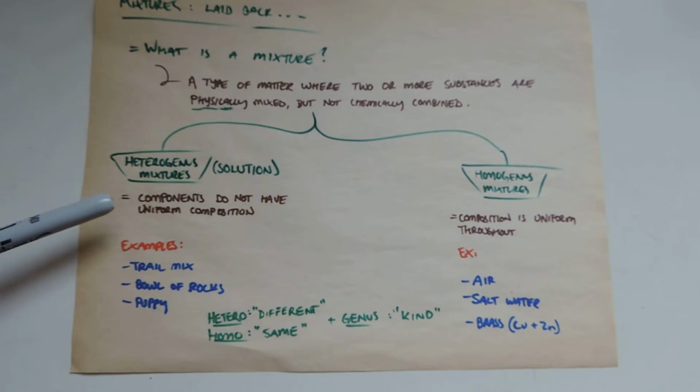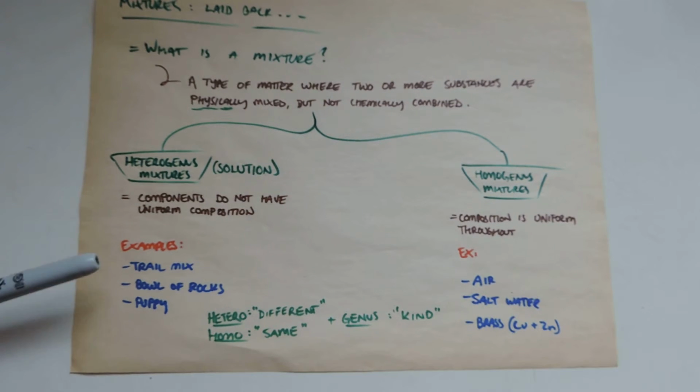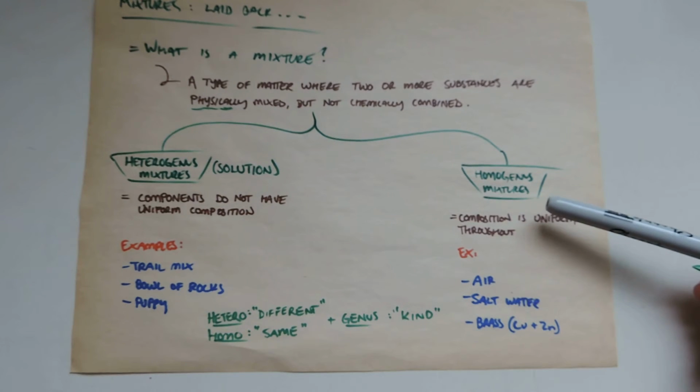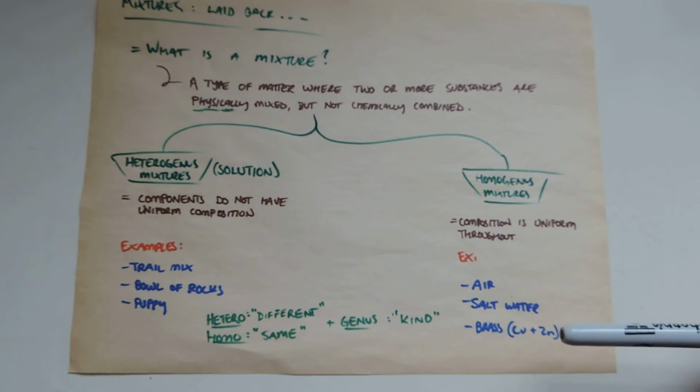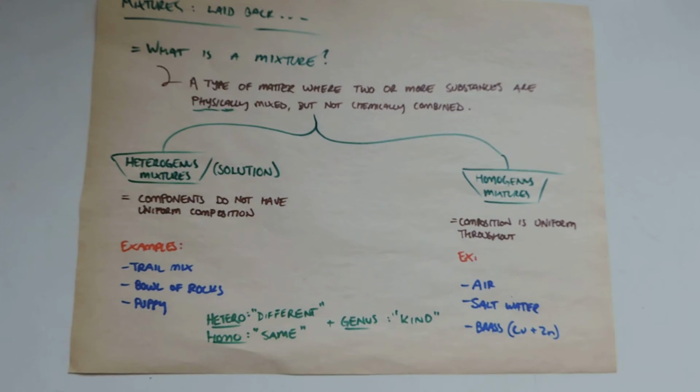Heterogeneous mixtures are made from components that do not have uniform composition. These are like the examples you get in textbooks, which is kind of funny, because it's like trail mix, or a bowl of rocks, or a puppy. All these things are heterogeneous mixtures. They have different parts that you can see. Whereas homogeneous mixtures are things like air, salt water, or brass. We can't really see that they're mixed. Even this tea is water, but aside from the bubbles, you can't really see what makes it, right? And the composition is uniform throughout. So that's what homogeneous mixtures are.